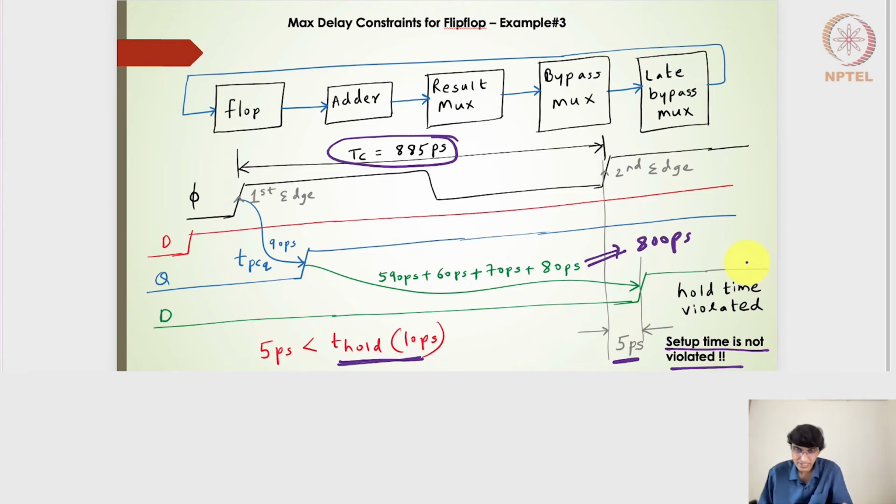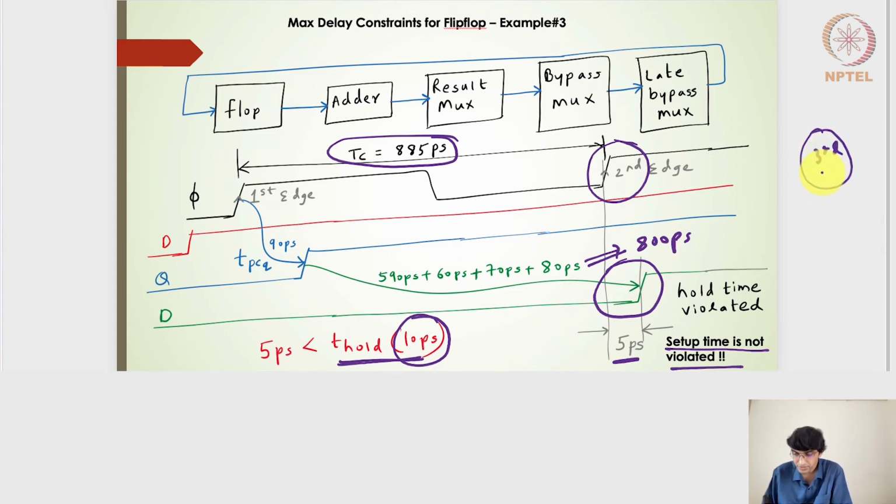But rather, because of the contamination delay, whatever the output is, it can pass through here and get sneaked in within the 5 picoseconds or 10 picoseconds window of the T hold time, and some of the output can get captured into the second clock edge. Whereas the setup time is not violated, which means the output should be captured in the third clock edge. But here, because of the hold time failure, some of the outputs can get captured in the second clock edge, which is not correct.